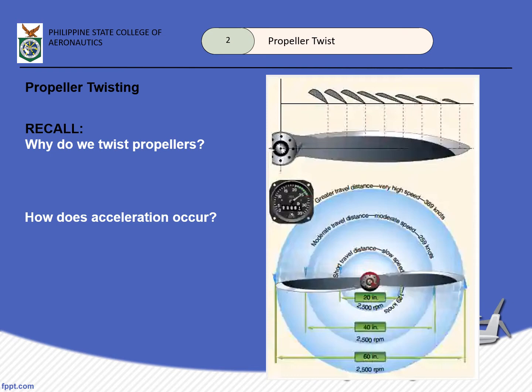So, how do we compensate for this? Through increasing our power. So, we can say that at higher airspeed for acceleration, we need more power. So, simple as that.